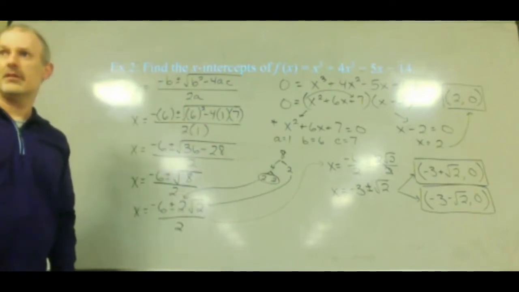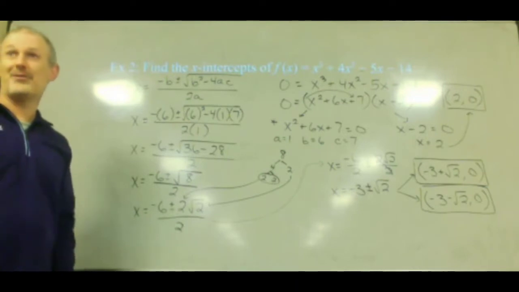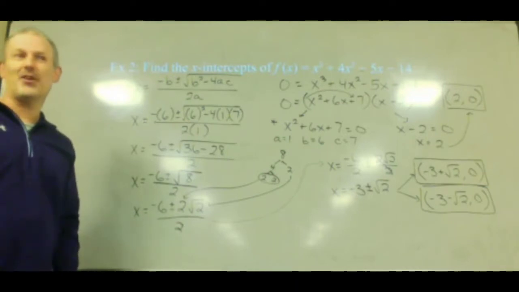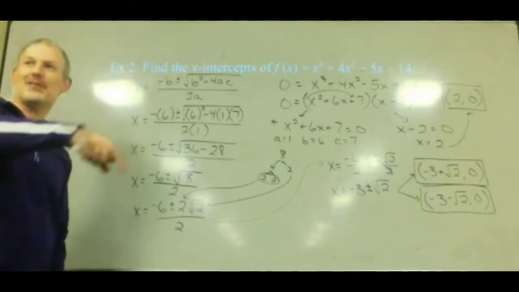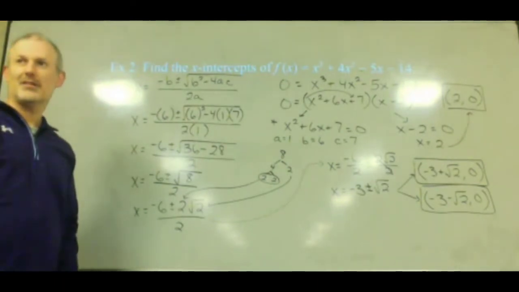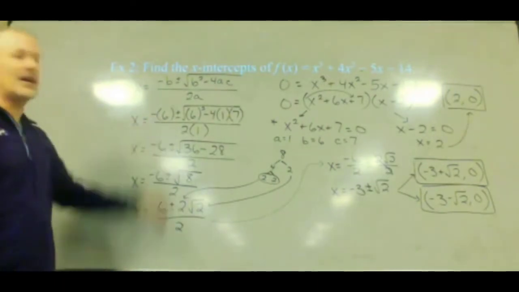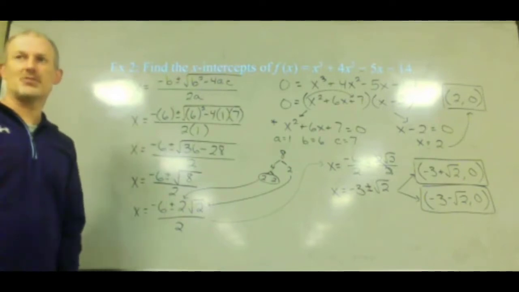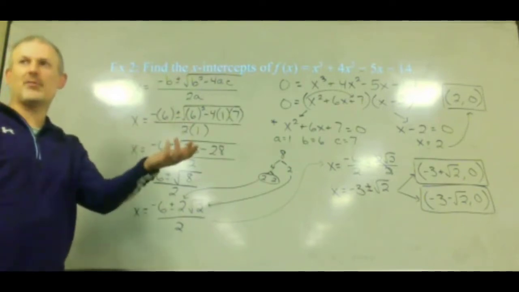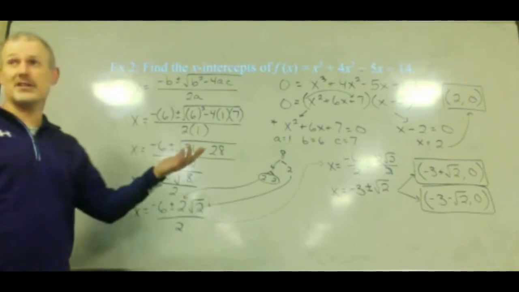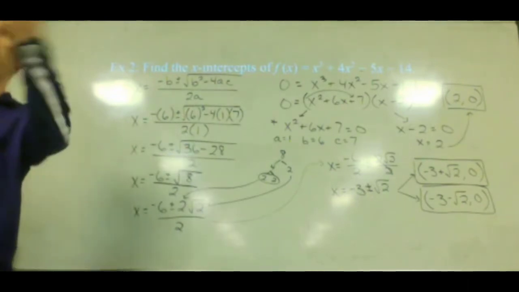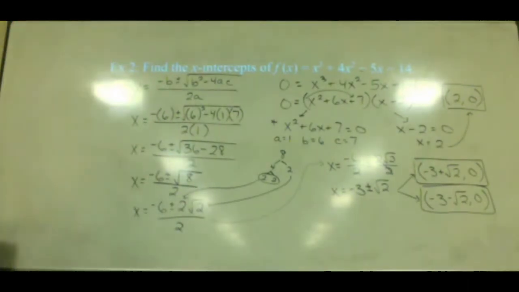See, that was on our test. You learned that the hard way? Yeah, it turns into a positive, because it's really the opposite of whatever number is there. So the opposite of 6 is negative 6. The opposite of negative 9 would be positive 9. So think of negative b as the opposite of b. Okay? Very good question.